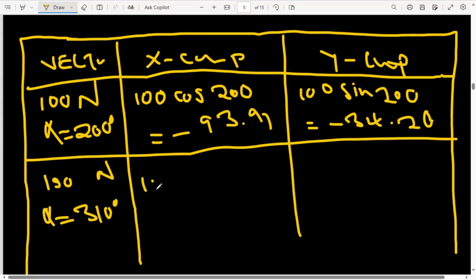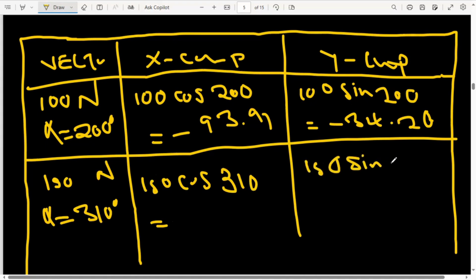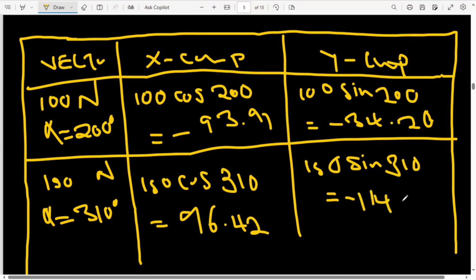So this will be 150 cos 310, and here we're going to have 150 sine 310. Okay, so let's punch this into the calculator. I have my answers there. Here I'm getting 96.42. Then here I'm getting minus 114.91. So this is what I get for my second vector.